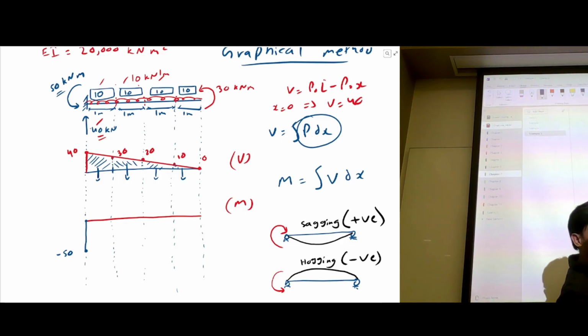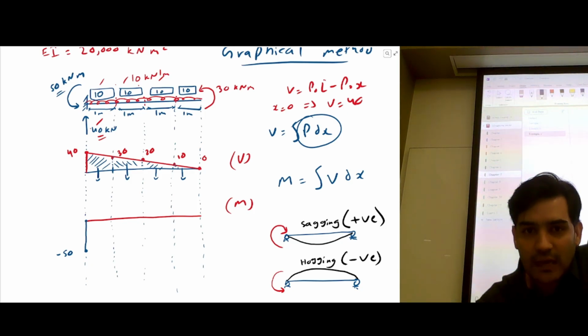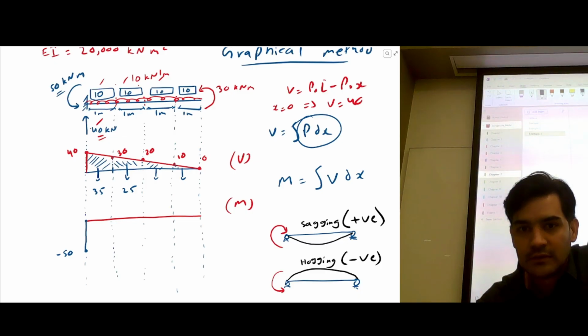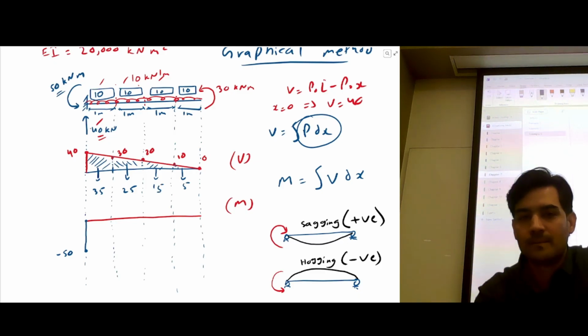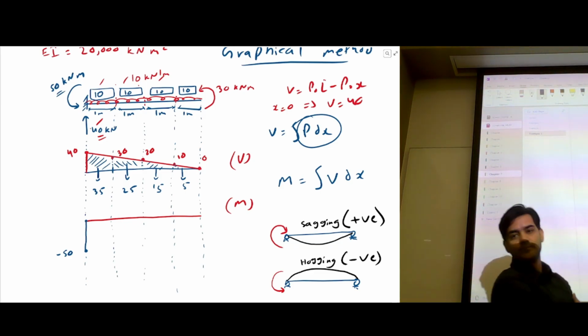So this is a trapezoidal shape. You can use the formula (a plus b) by 2 into c, or you can divide this trapezoid into a triangle and rectangle and calculate the area as well. And you can try to calculate the area. If you calculate the area, this is what I'm getting: 35 for this, 25 for this, 15 for this, and 5 for this.